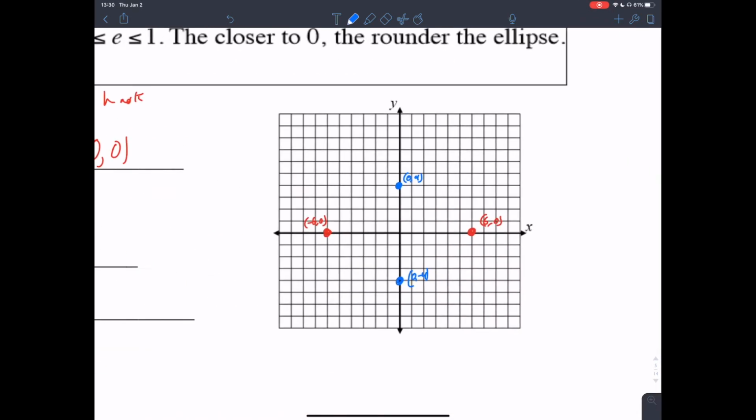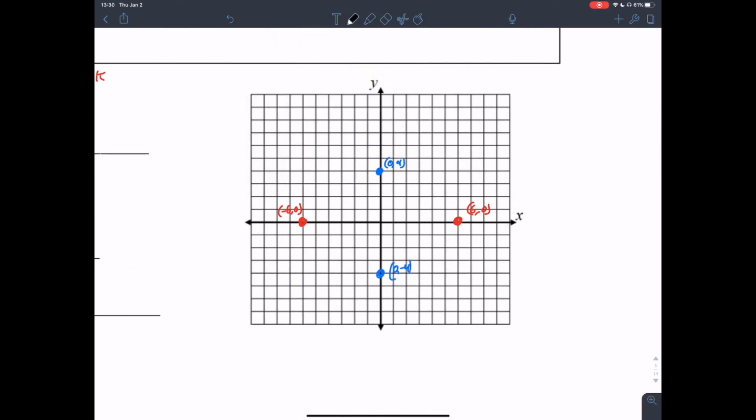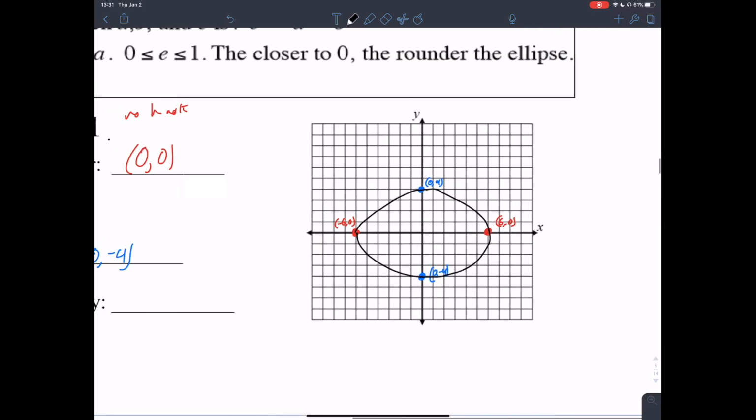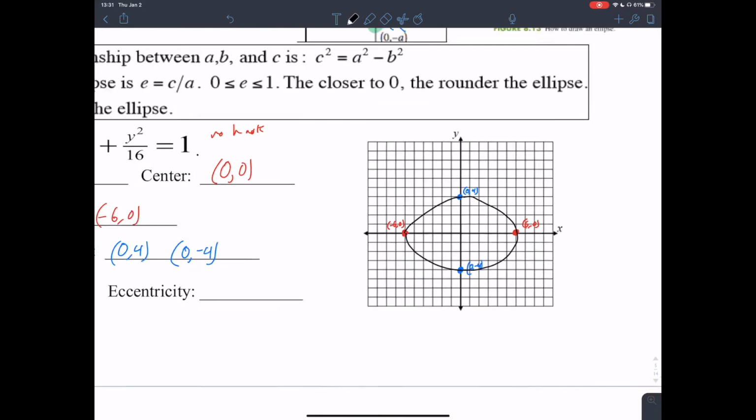And so now we can actually draw our ellipse. Draw this as best as you can. Again, not looking for perfection. You don't have to be a great artist. Okay, there you go. There is my very badly drawn ellipse, but an ellipse it is.